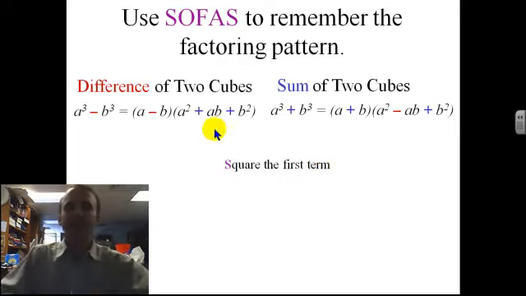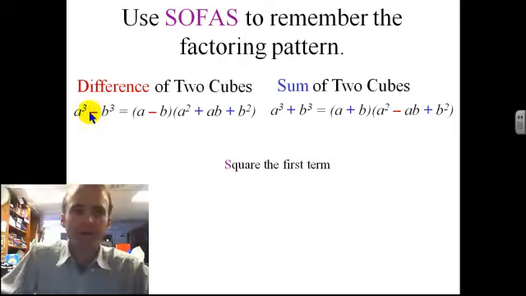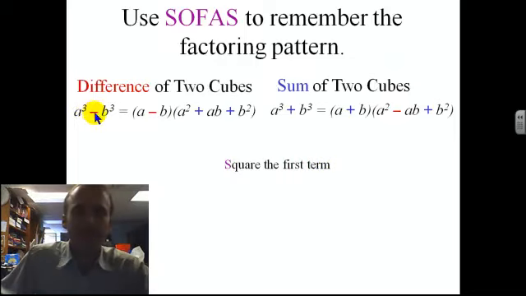Okay, now this is a pattern. So if you look up here, let's look at the difference. We have a cubed minus b cubed. Well, I'm factoring, so I'm going to write 2 sets of parentheses. Notice I have a binomial and I have a trinomial. My binomial is always going to be to the first degree, each variable. So I take my a and my b and I just write it as a binomial first degree.